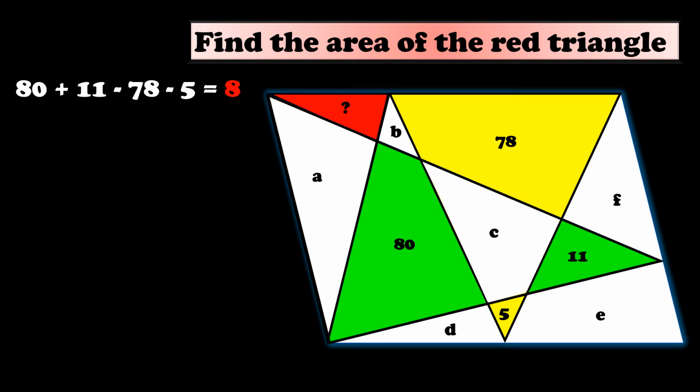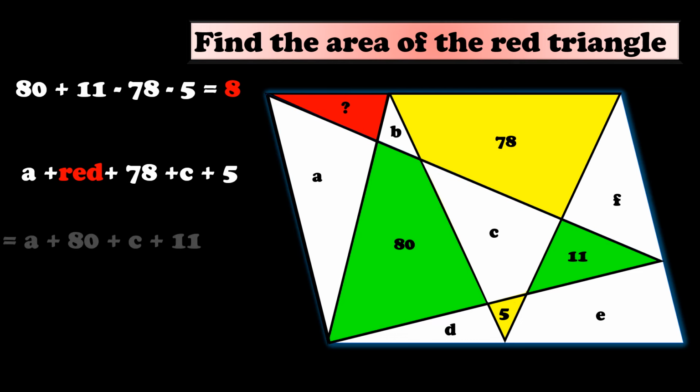Okay, next, let's apply all of these properties that we now know. So if we now find the total sum of the area of these two triangles, we have A plus the red triangle area plus 78 plus C plus 5. And remember, this is half the area of the parallelogram. If we now equate this to the area of this triangle, which is A plus 80 plus C plus 11.